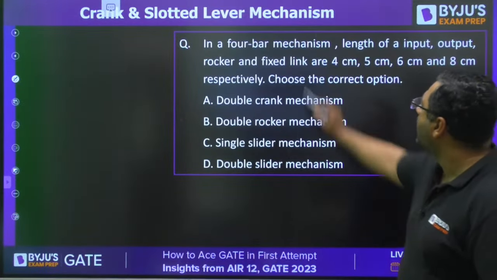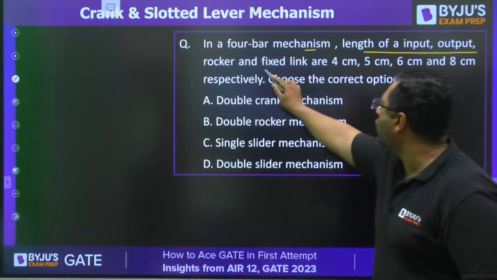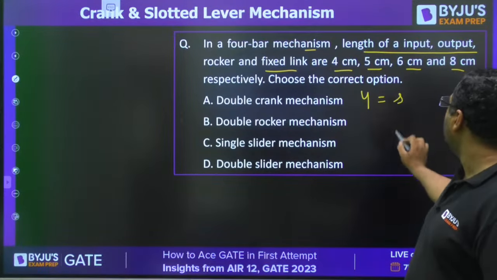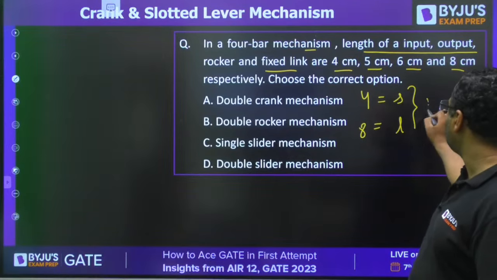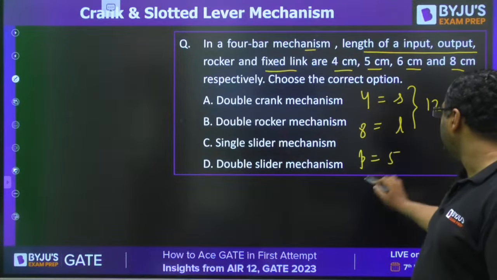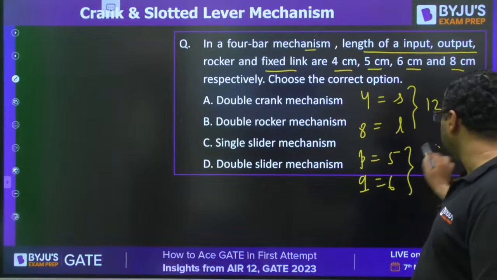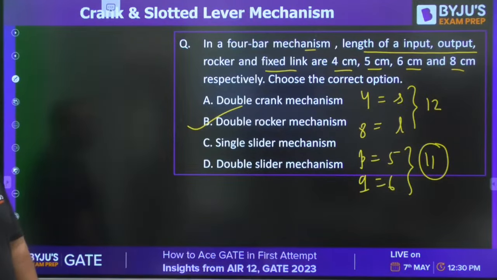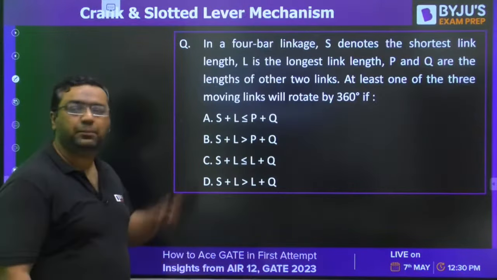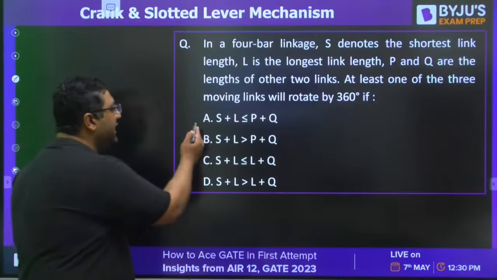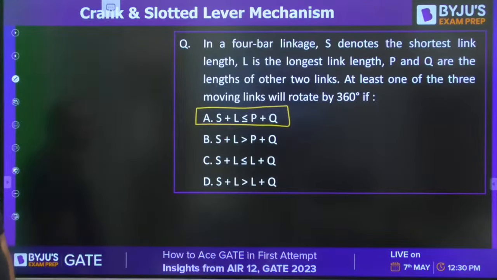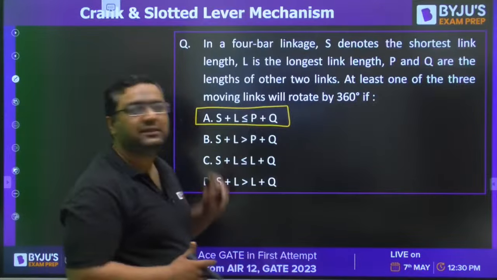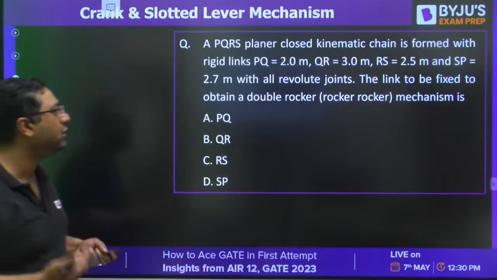Moving to the next question. In a 4-bar mechanism, the lengths of input, output, rocker and fixed links are 4, 5, 6 and 8. You can see shortest is 4, longest is 8, sum is 12. P is 5, Q is 6, the sum is 11. Without thinking, you will say double rocker mechanism. That is the type of question that comes in Engineering Services. This is a PYQ of GATE. Grashof law is S plus L is less than or equal to P plus Q. Because they are asking about that only. Grashof law says that you will get at least one crank if this statement is satisfied. So I wanted to show how the questions are framed.